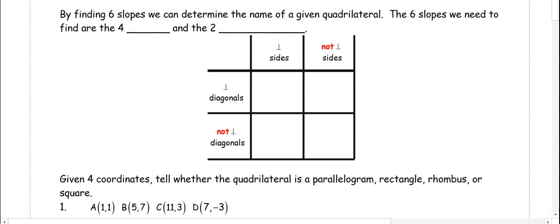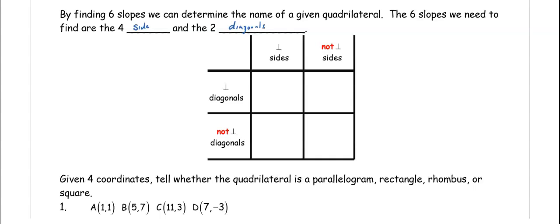This video is about coordinate geometry and using slopes to determine what type of quadrilateral we have. We can do this by finding 6 slopes. In order to find the 6 slopes, we need to find the 4 sides and the 2 diagonals. Once we have those slopes, we can see if they are opposite reciprocals and make them perpendicular. So we want to compare the 2 sets of sides and the 2 diagonals.